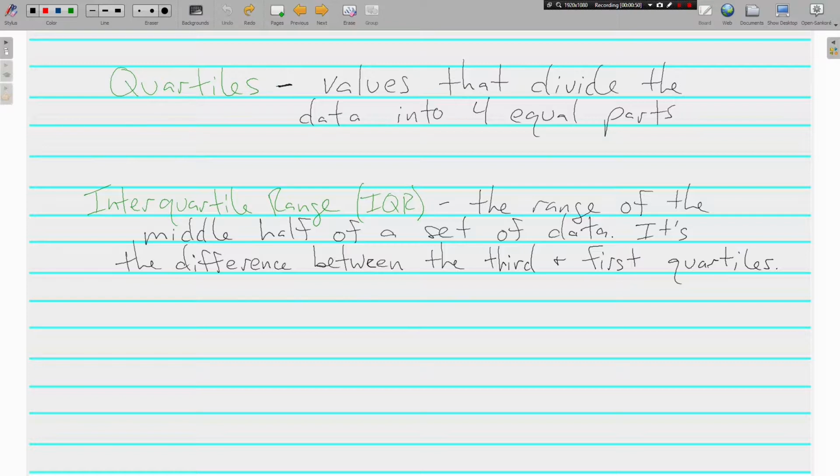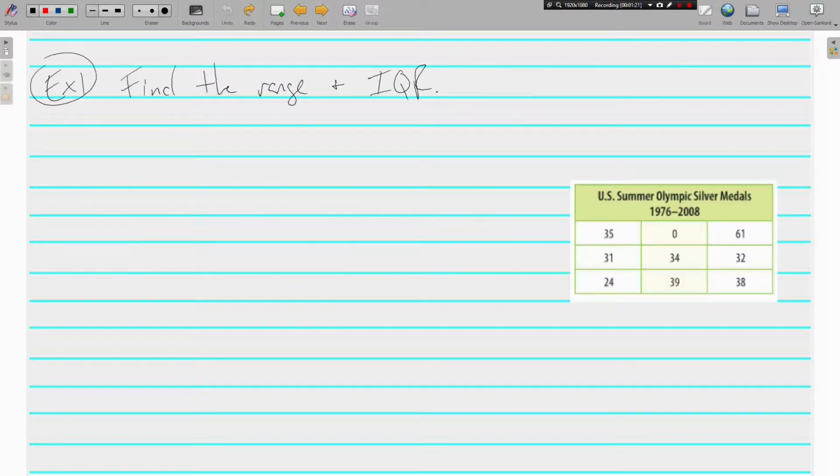There's something called an interquartile range, which, quartiles, interquartile and range, we know. The IQR is the range of the middle half of a set of data. It's the difference between the third and the first quartiles. That doesn't mean anything to you yet, but it's actually really easy. I'm going to show you how to do it now. If you can find the median of a set of data, you can do this.